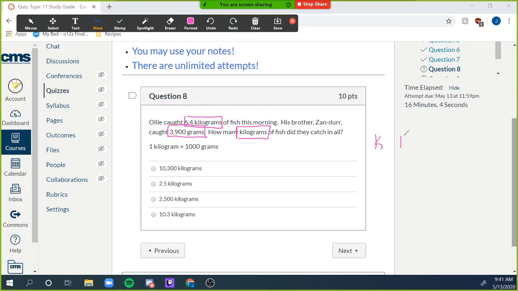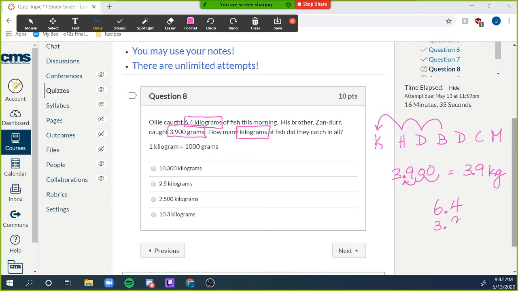So I'm going to use King Henry again. King Henry died by drinking chocolate milk. And then it's starting at grams, so we're at the base, and we're going to move to kilograms. So 1, 2, 3. That means we're moving 3 times to the left. So in 3,900, we're going to go 1, 2, 3. So that's going to be 3.9 kilograms. So how many kilograms of fish did they catch in all? That means we're going to add Ollie's fish to Xander's fish. And we're going to get 10.3 kilograms.